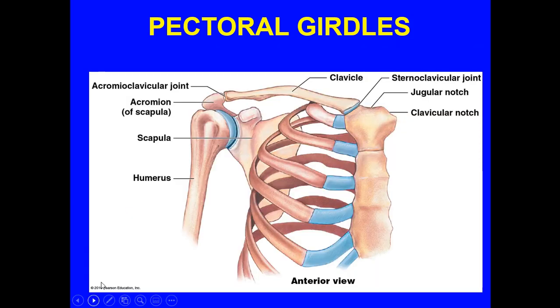Now, as you can see, the 2 joints are the sternoclavicular joint and the acromioclavicular joint. This is where the acromion of the scapula attaches to the clavicle. You'll notice also that the clavicle comes in contact with the clavicular notch of the sternum. You'll also note that the scapula forms a shallow ball and socket arrangement with the humerus.